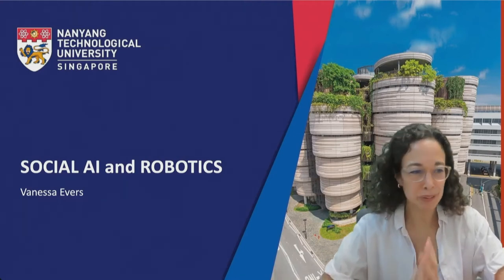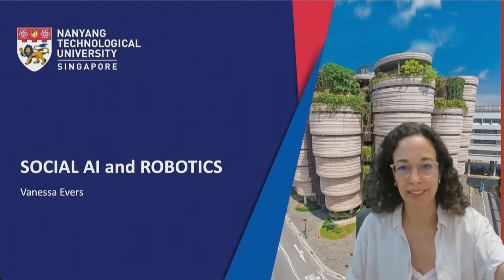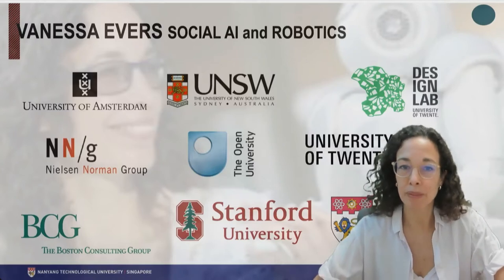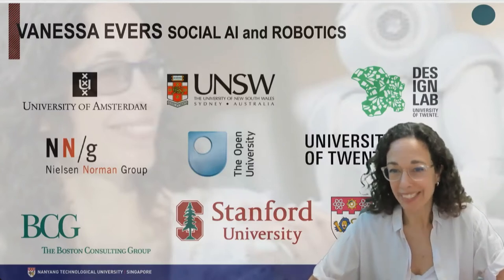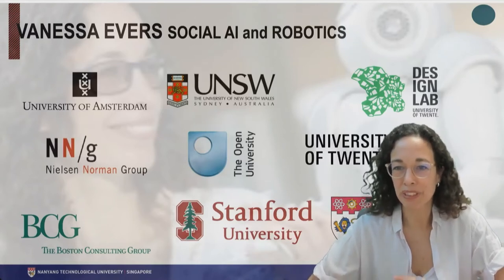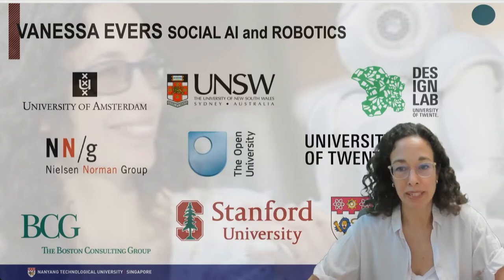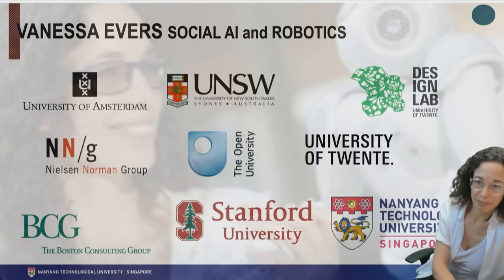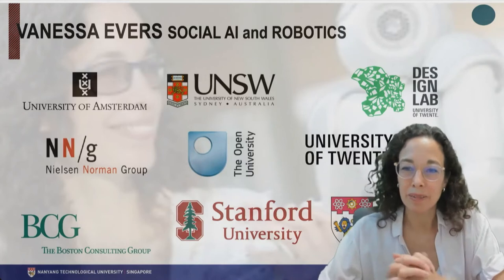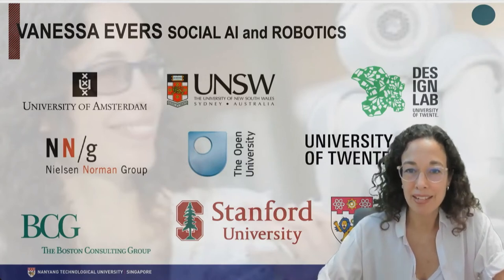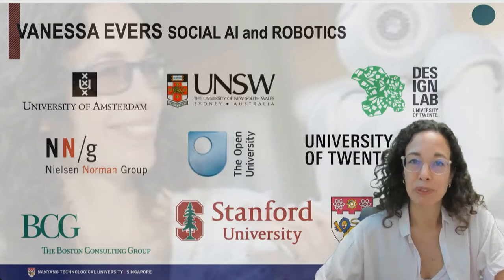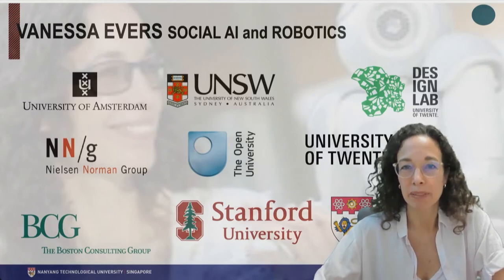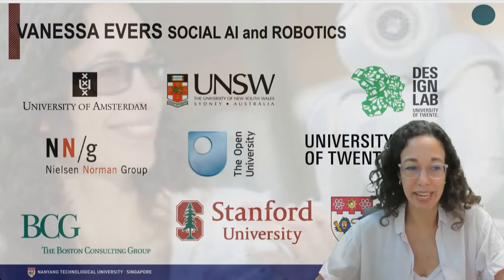So let's get started. I wanted to talk to you today about social AI, social artificial intelligence, and robotics. Here you can see a little bit about me. I am Dutch, I come from the Netherlands, and I studied at a bunch of different universities and lived in a few different places. At the moment, I'm at Nanyang Technological University, in Singapore, and I am the director of the Institute of Science and Technology for Humanity. It's an institute with researchers of very different disciplinary backgrounds, and they work together in interdisciplinary teams on solving the grand challenges that we are facing today.